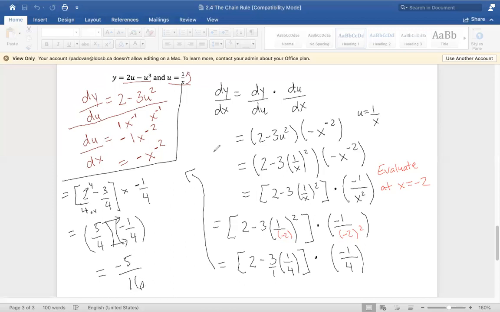So I've differentiated, I've gotten the derivative of the original function, dy dx, and I also evaluated the derivative at x equals -2, which would equal -5/16.